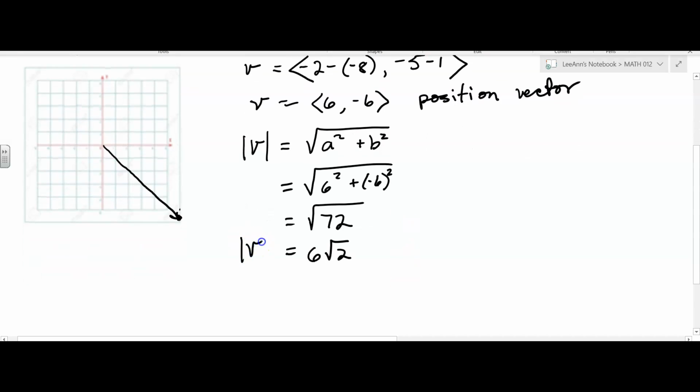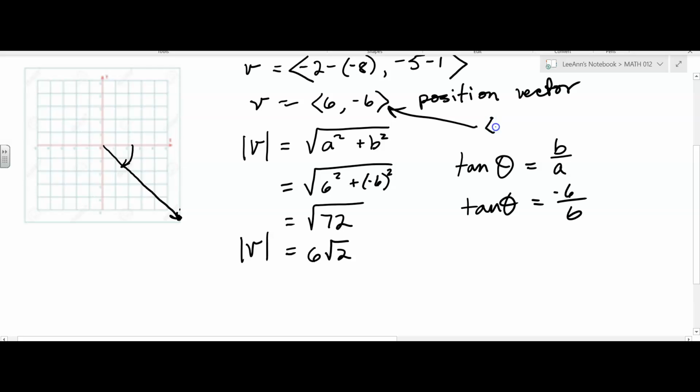The direction then, so you're going to say the direction is, say right here, I meant to draw it in green, but tangent theta is equal to b over a. Well, in our case, that's going to be -6 over 6. So remember, this is my a and my b there. Okay, and so that's -1. So I'm thinking, okay, what has a tangent of -1? You could say -45 degrees, or pi over 4. They usually do this in degrees, I think.